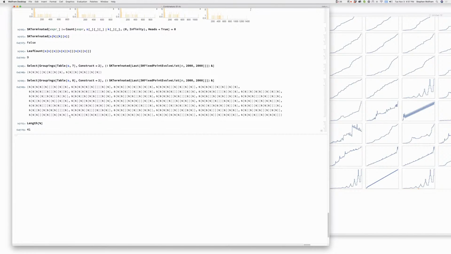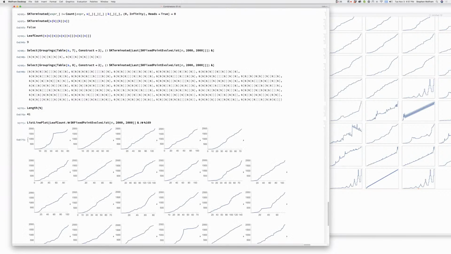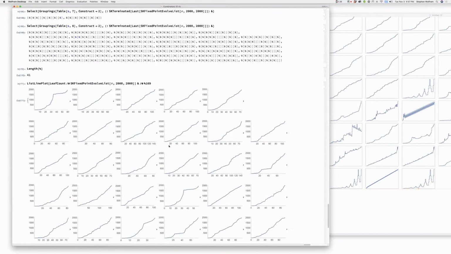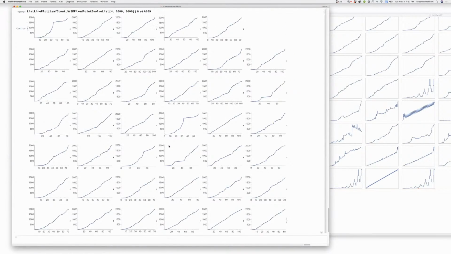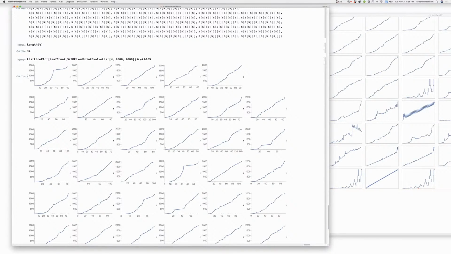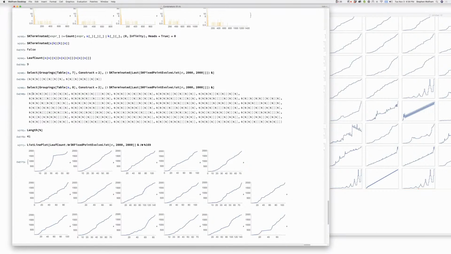41. Okay, let's see if we believe that these are non-terminating. So let's say we do this. We compute this thing, and we say leaf count of that, and then we say ListLinePlot of that, and then we say map that over %169. Okay. Like, this is horrifying because it's like, are they going to go on going up forever, or are they going to crash and come down? Like this one here, is it going to go up forever, or is it going to crash and come down? So that's the first one here.